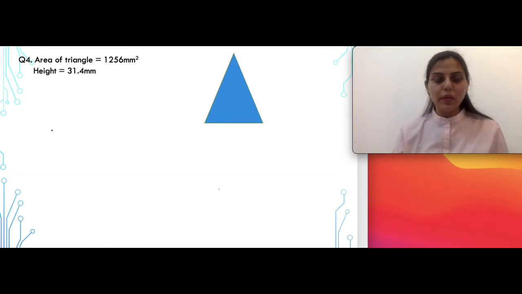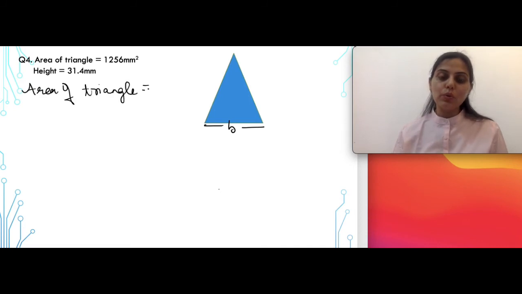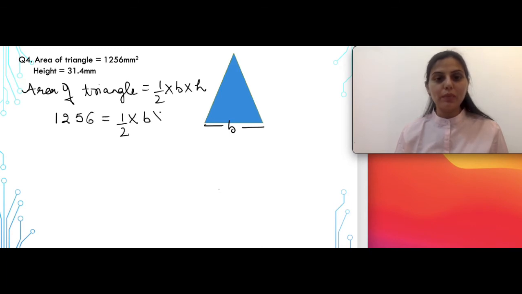Question number 4. In question number 4, you are given the area of a triangle and you are also given the height. We are supposed to calculate the base of this triangle. So let's write down the base as B, and let's write the formula for area of a triangle. Area of triangle will be equal to 1 upon 2 multiplied by base multiplied by height, or let's put the value 1256 is equal to 1 upon 2 multiplied by base multiplied by height, which is 31.4.